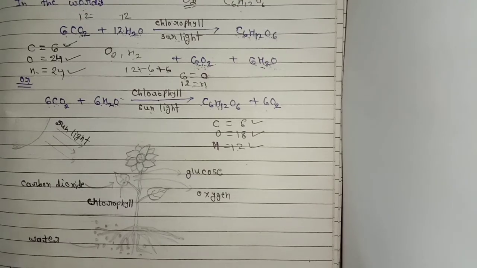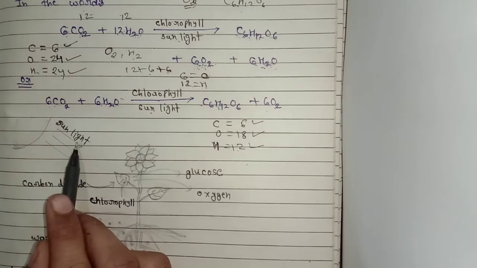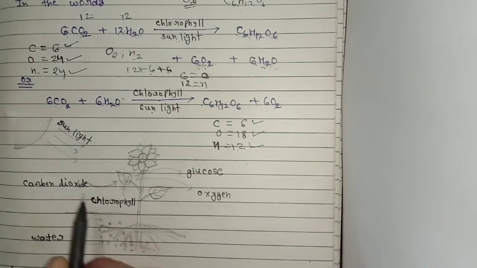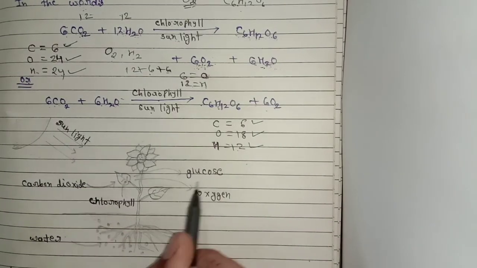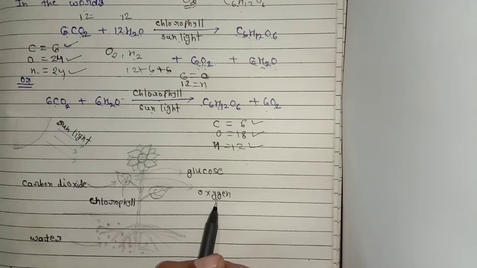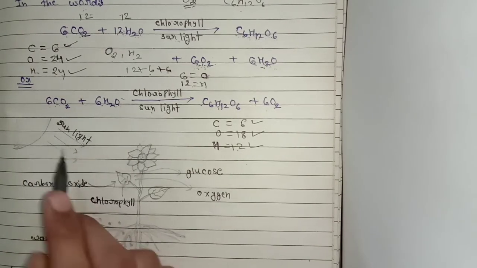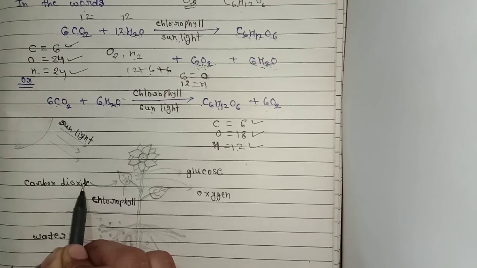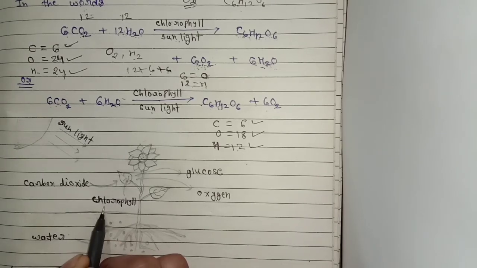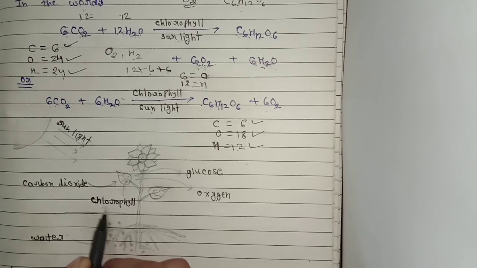Let's understand this image and how this process of photosynthesis goes on in any tree or plant. Firstly, let's understand where the requirements for photosynthesis come from. They are sunlight, carbon dioxide, chlorophyll, water, glucose and oxygen.